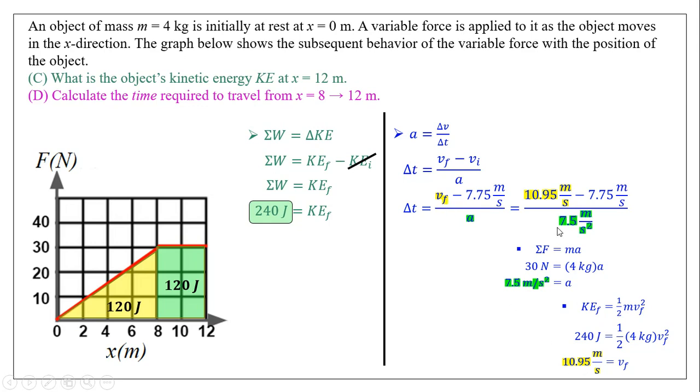So for VF, I want to plug in 10.95 minus 7.75. That was the VI at 8 meters. And then the acceleration I calculated, which is 7.5. And then if you simplify all that on a calculator, you should get a time of about 0.43 seconds. Okay. Other than that, I hope that helps.